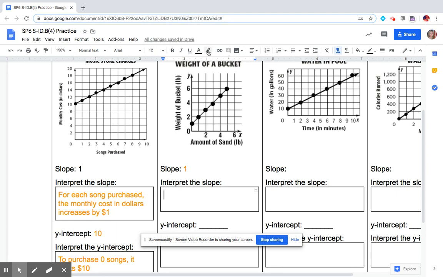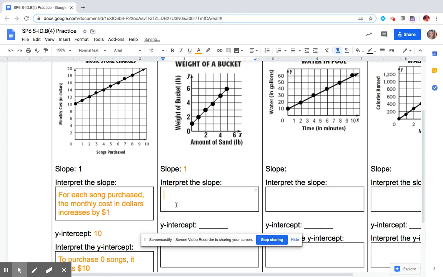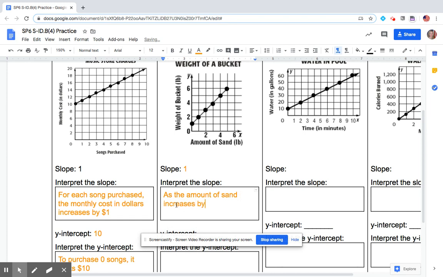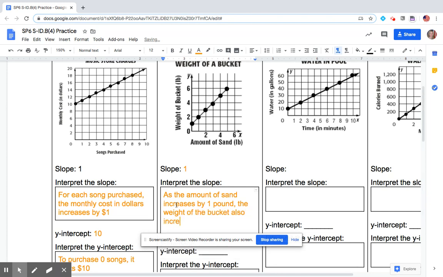How do I interpret that slope in the context of this scatter plot? As the amount of sand increases by 1 pound, the weight of the bucket also increases by 1 pound.